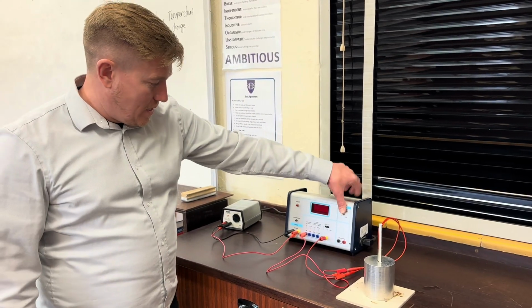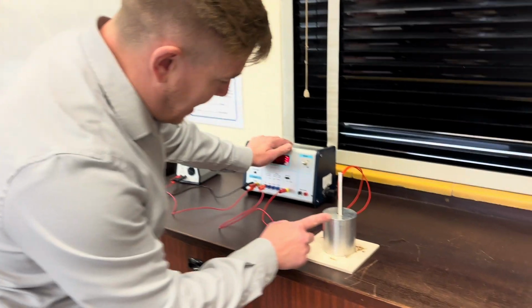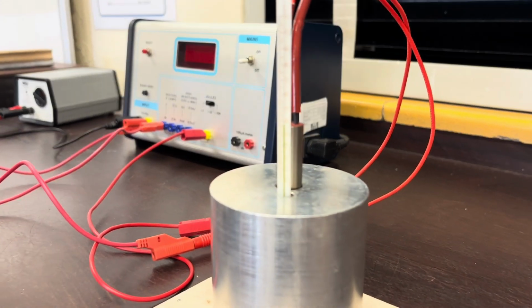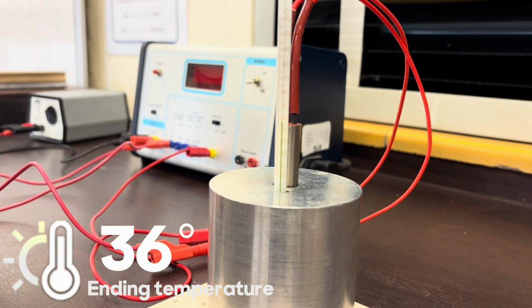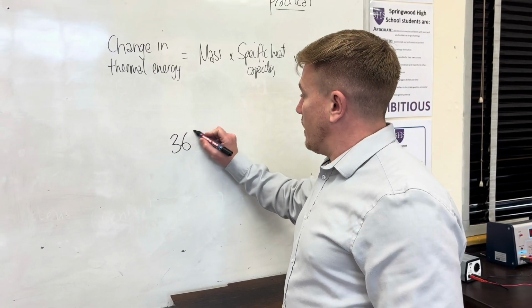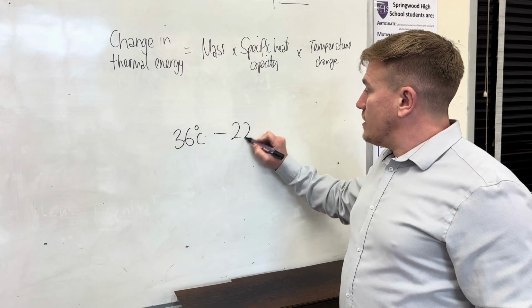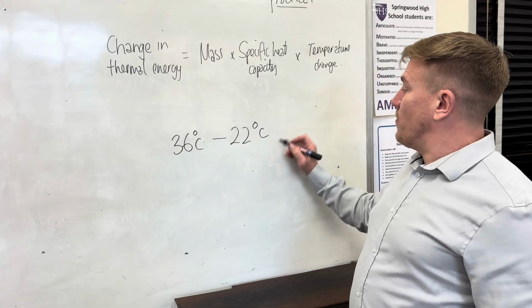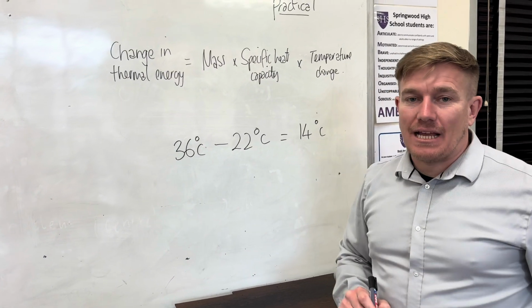So I'm going to stop this right now, and it was at 1800, and now I'm going to take the reading from our temperature, which is currently 36 degrees Celsius. Finishing temperature was 36 degrees Celsius, and our starting temperature was 22 degrees Celsius. So we can now work out the difference between 36 and 22, which was 14 degrees Celsius.